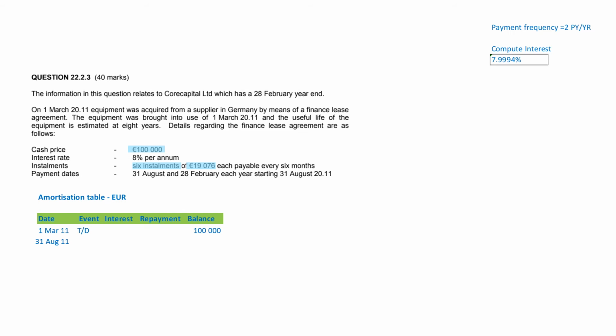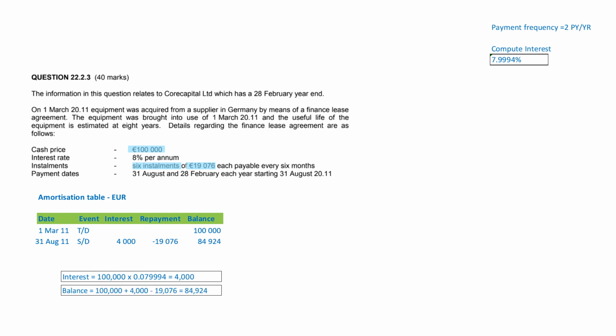Then on 31st August, before you make a payment of 19,076, you will need to basically calculate your interest, and you will do so by multiplying your balance of 100,000 by your interest rate, which you have, to give you 4,000 euros of interest. You would then subtract your repayment of 19,076 to then give you a balance of 84,924. And your next payment will occur on 28 February 2012.